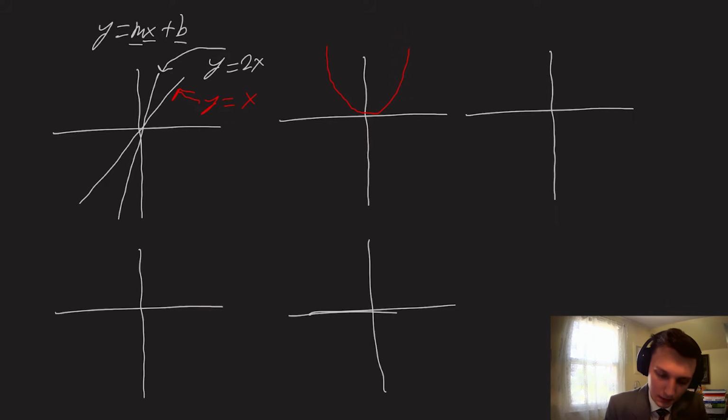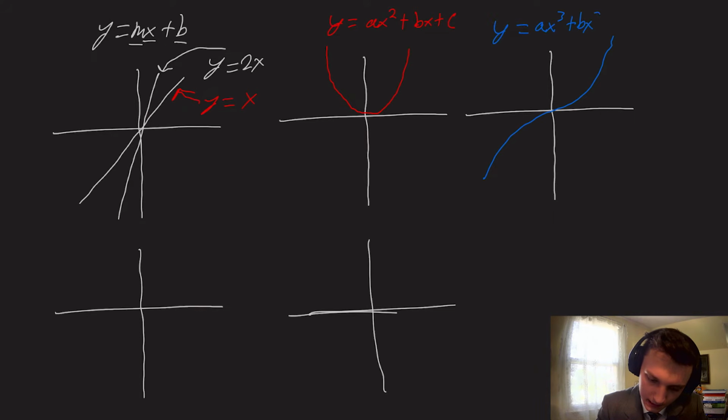Okay? Parabola is in the form y equals ax squared plus bx plus c, where a, b, and c are constants. And the reason we write a, b, and c is because a doesn't necessarily equal b. They're not necessarily the same constant. Then you have the cubic function, which looks a little something like this, which is in the form y equals ax to the third plus bx squared plus cx plus d.